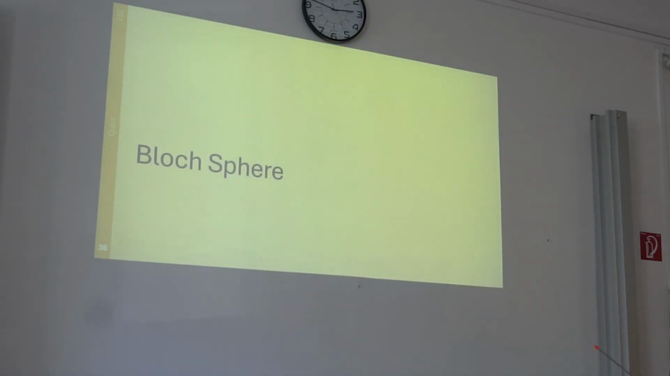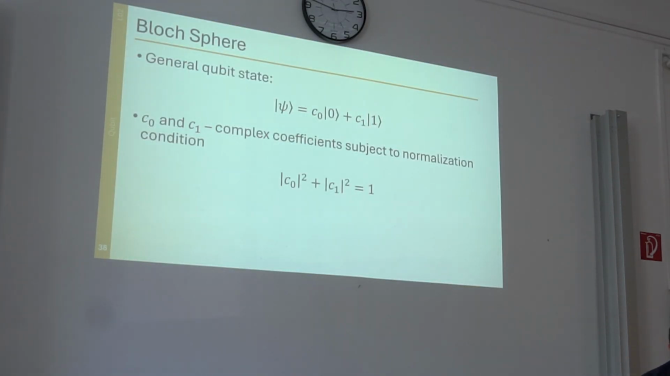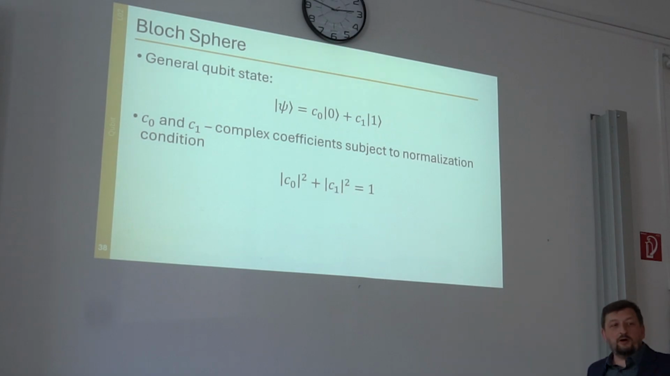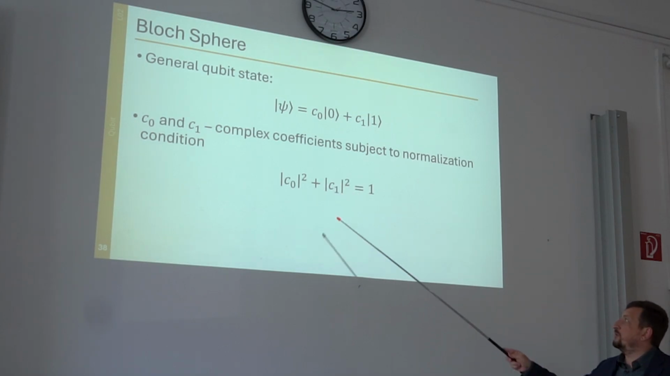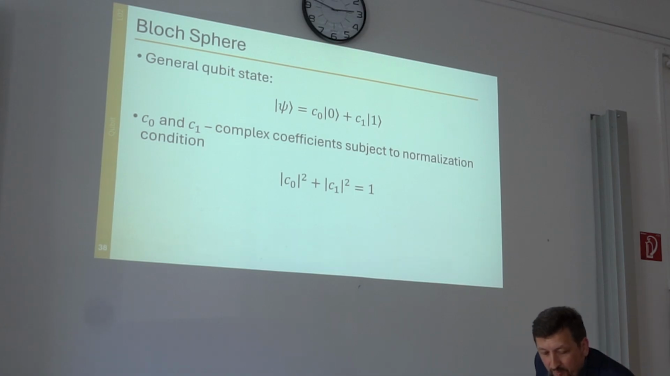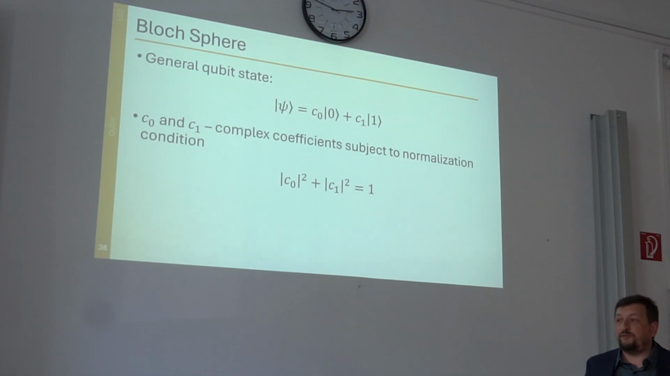Let's move on. There is one important concept in qubits, which is the Bloch sphere. A general qubit state has this form. We have C0, C1, and the modulus squared of these coefficients must sum to 1. This allows us to rewrite this state in a slightly different form.